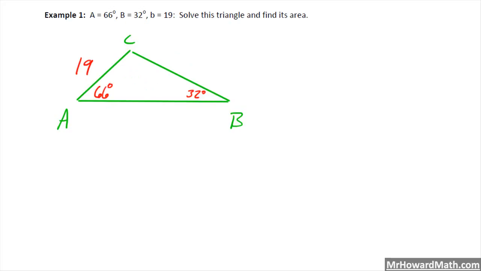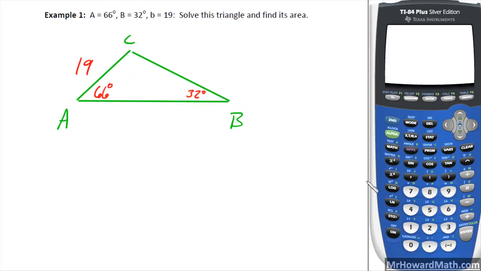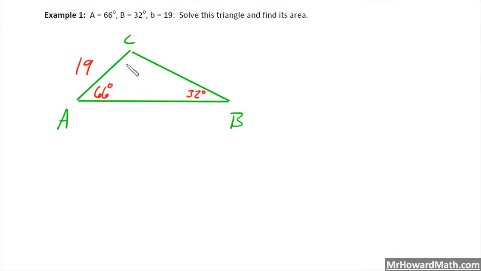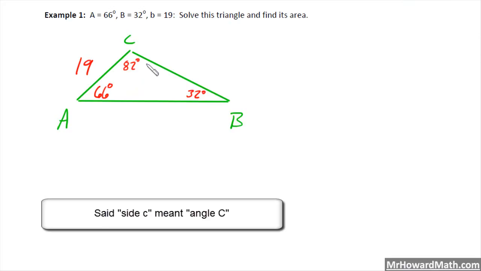So angle C is easy enough. It would just be 180 minus the other two angles. So 180 minus 66 minus 32 gives us 82 degrees. So angle C here is 82 degrees. After that, we can start finding sides.